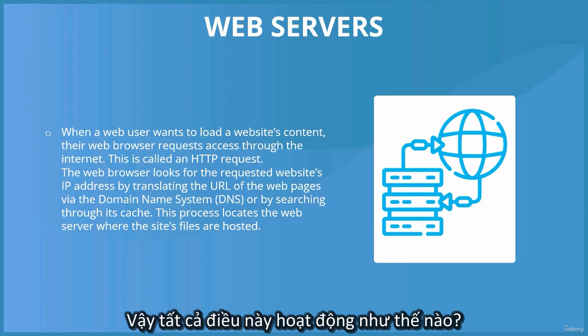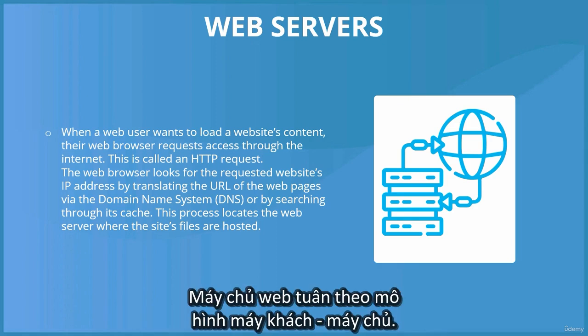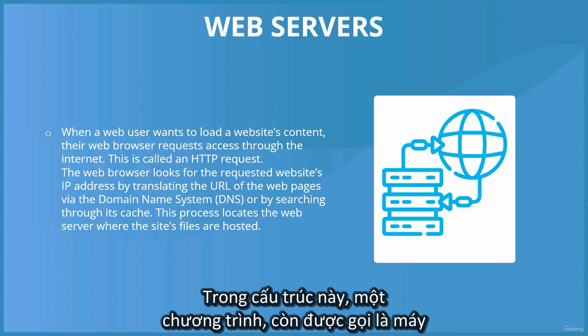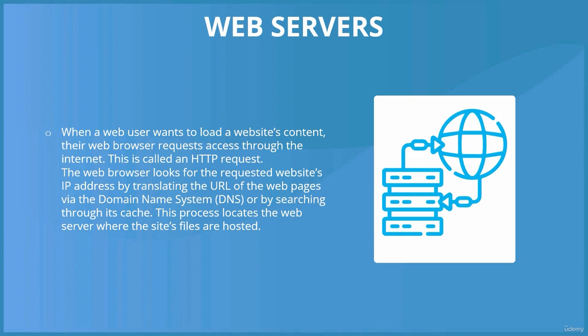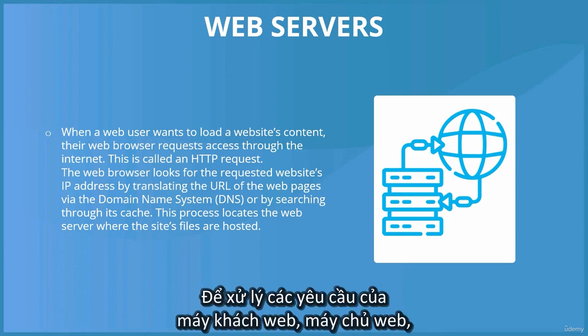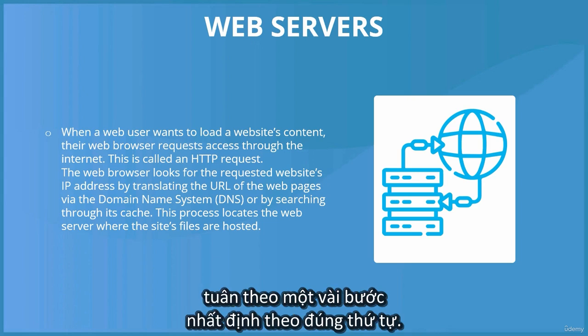All right, so how does this all work? Web servers follow a client-server model. In this structure, one program, also known as a client, requests a resource or service from another program, the server. To process web clients' requests, web servers follow a few certain steps in the right order.